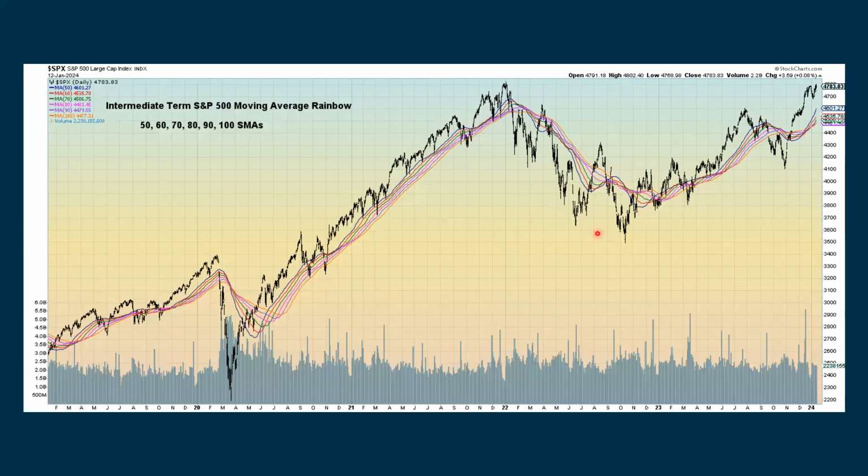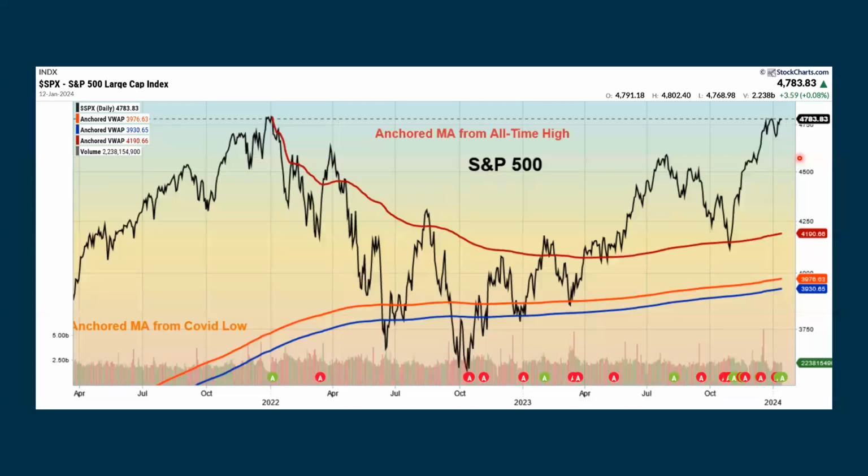Then some intermediate term charts. I have another rainbow here going from 50 periods up to 100 periods, and we're well above all of the lines, and the lines are starting to go up. So this is suggesting that the intermediate term trend is still positive.